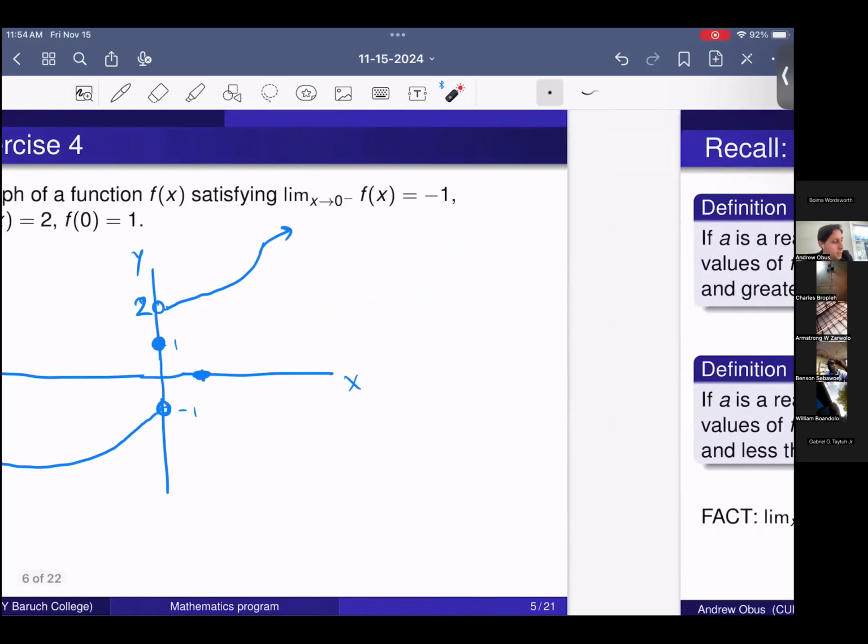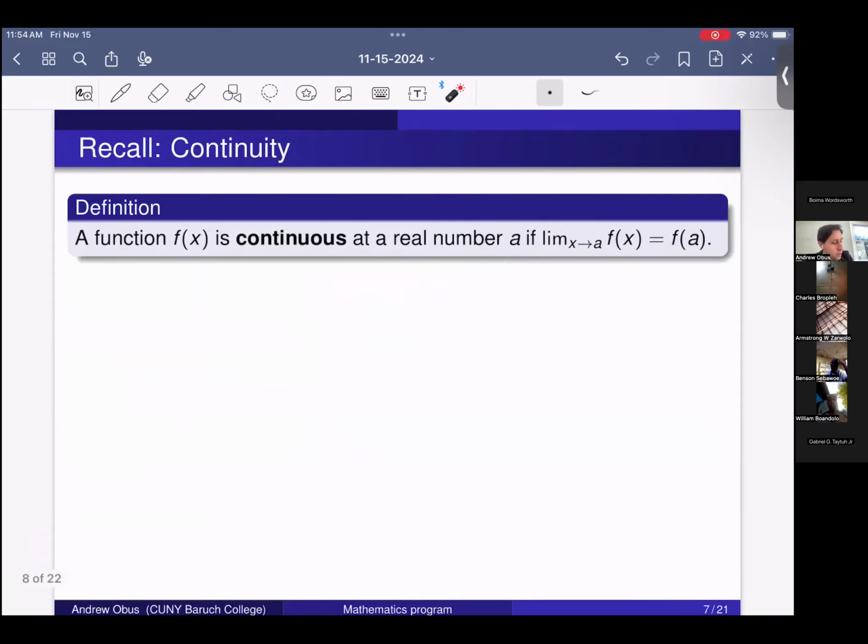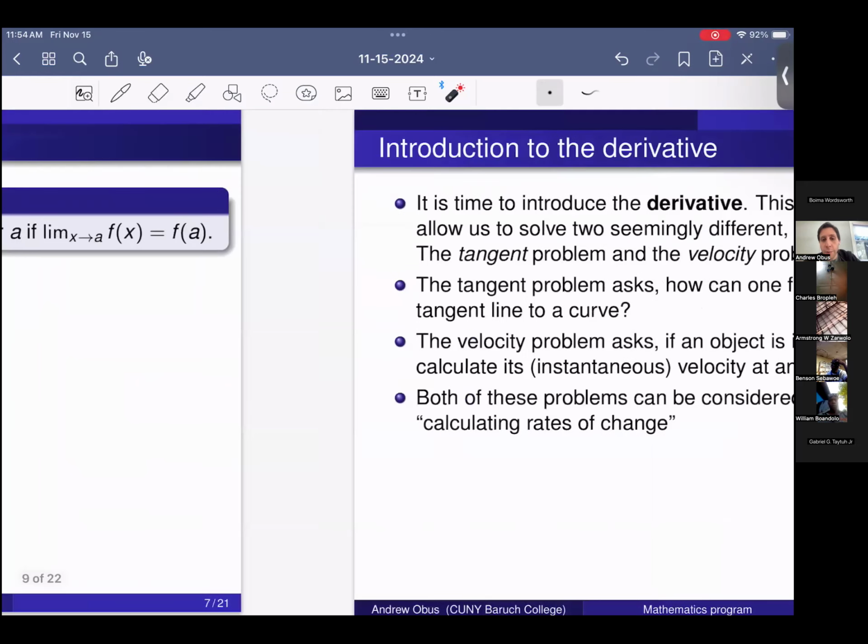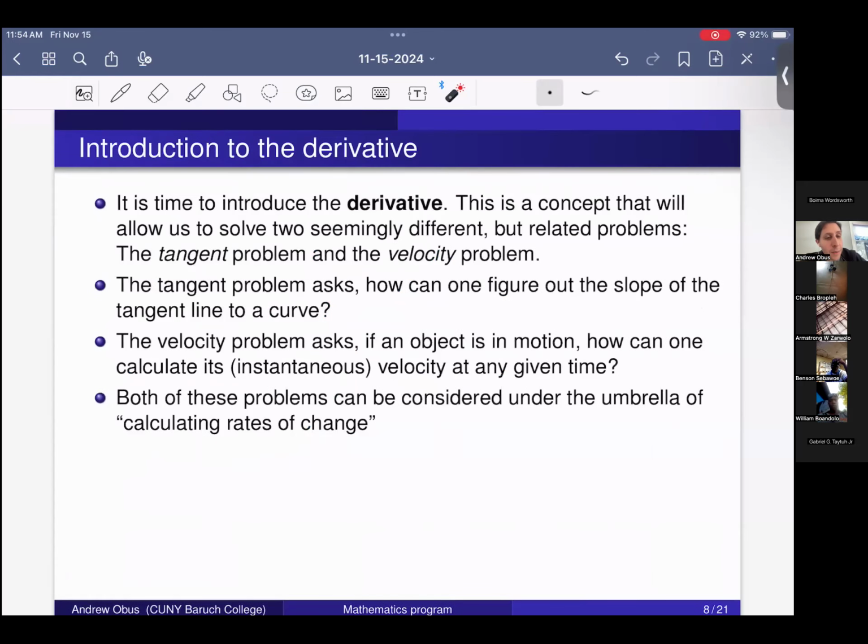Let's get into today's. So this we just recalled. So let's skip ahead over here. So today we're going to introduce the derivative, right? So this is maybe the most important class we're going to have of this semester because this is the fundamental concept of differential calculus. Okay, so we've done enough work with limits now. We're ready to talk about what a derivative means. Okay, so it's time to introduce the derivative.